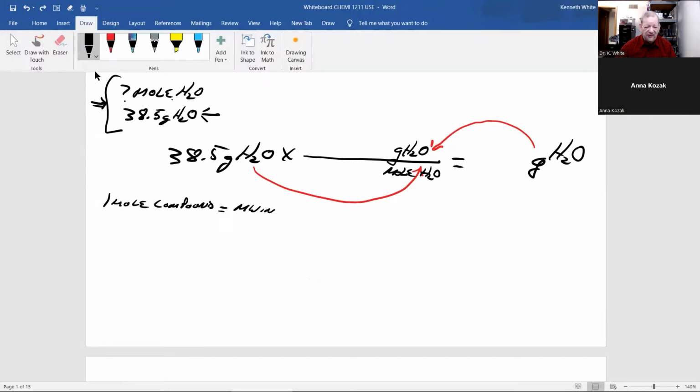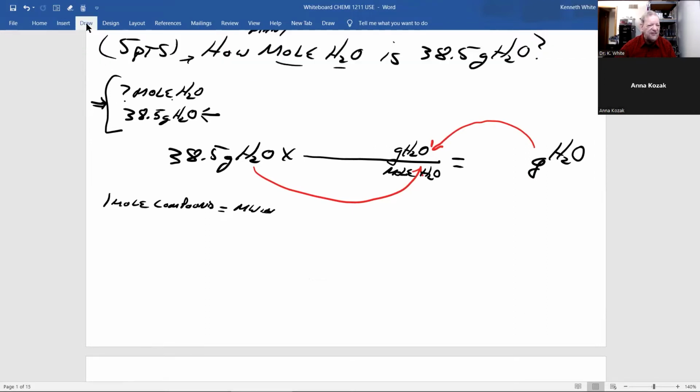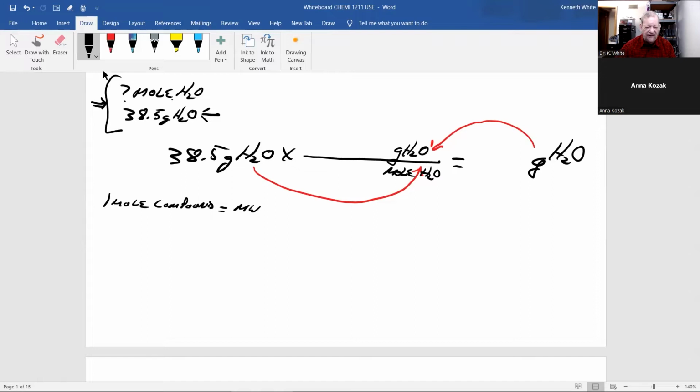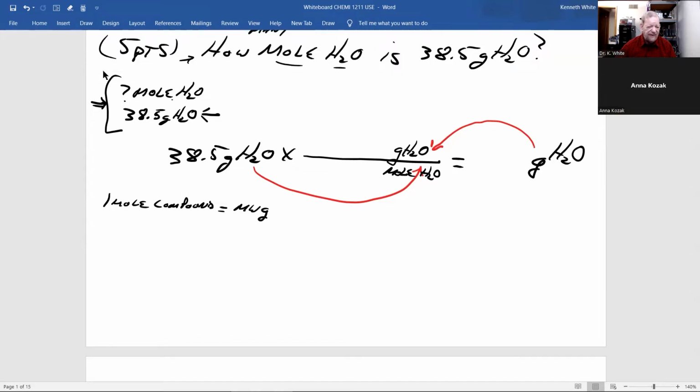Just realized the way I was going to write it might confuse some people. So let me fix this. Molecular weight in grams. So 1 mole of compound equals the molecular weight in grams. And the molecular weight is the sum of all atomic weights in grams. So first of all, from this, we can say 1 mole of water equals the molecular weight in grams of water.